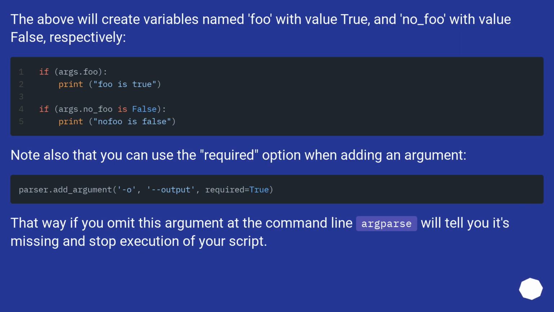Note also that you can use the required option when adding an argument. That way, if you omit this argument at the command line, argparse will tell you it's missing and stop execution of your script.